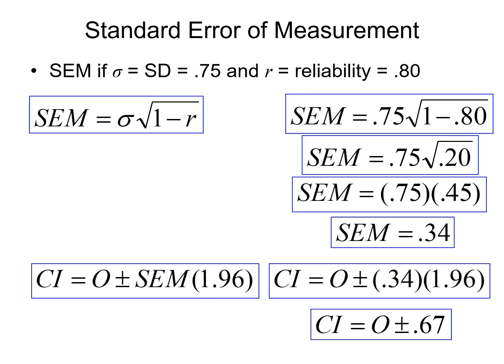So we have an example here where, again, we first need to calculate the standard error of the measurement. So in this case, we know the standard deviation from the test is 0.75 and the reliability was 0.80. So we just plug those numbers in. Again, we have 0.75 times the square root of 1 minus reliability, 0.80. So 1 minus 0.80 is 0.20. We then take the square root of that, which is 0.45. We then multiply 0.75 by 0.45. We get a standard error of the measurement of 0.34.